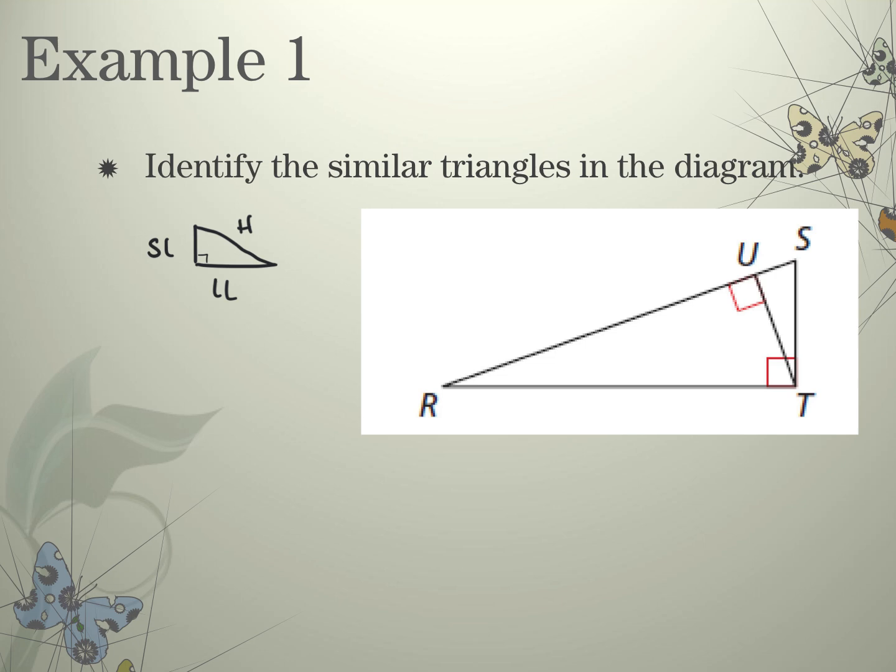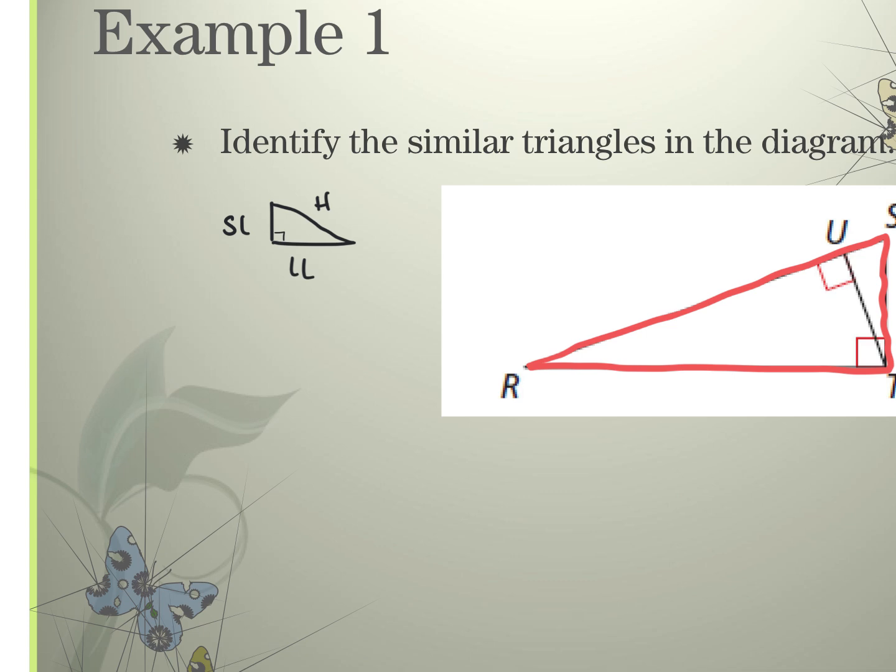Let's first take the largest triangle. What are the three letters for the largest triangle? STR. So let's go ahead and outline it in red. Remember, I don't want it oriented like this. I want it changed so the shorter leg is on the left, the longer leg is on the bottom, and the hypotenuse is over there slanted to the right. So I'm going to draw my triangle.